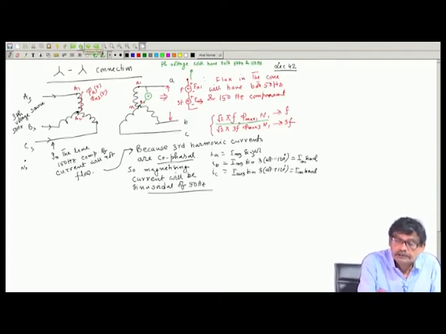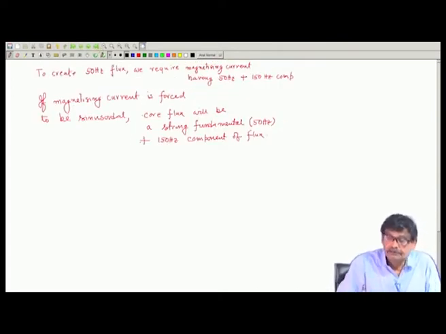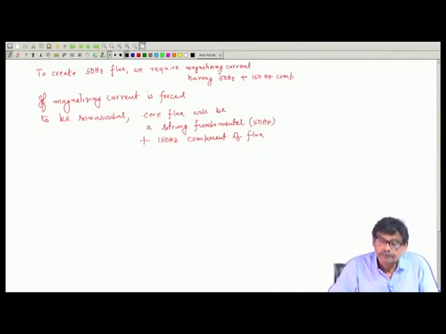Remember that these are the two things: if magnetizing current happens to be sinusoidal 50 hertz, then core flux will have both 50 hertz and 150 hertz component. Okay. On the other hand, if the flux in the core is 50 hertz only, then magnetizing current must have 50 hertz component as well as 150 hertz component.